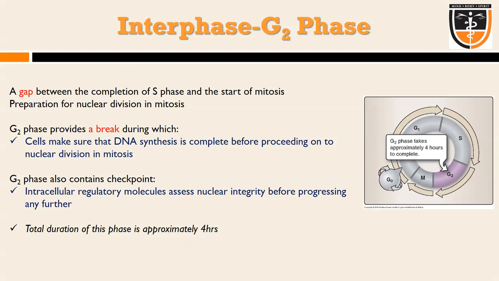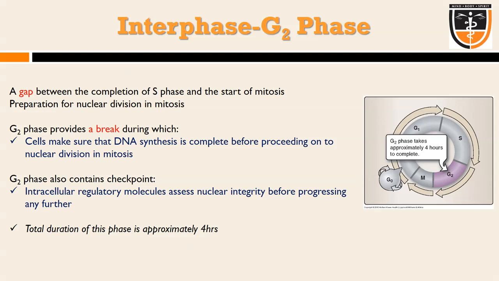The next is interphase G2 phase. It comes after the S phase, and it's also a gap phase, gap 2 phase. And it's important because it prepares the cells for nuclear division during mitosis. So what does that mean? It's the time the cell takes a breather, and it makes sure that the DNA synthesis is complete. It says, okay, did I really copy all my DNA? Am I ready to go into the separation and formation of 2 nuclei?